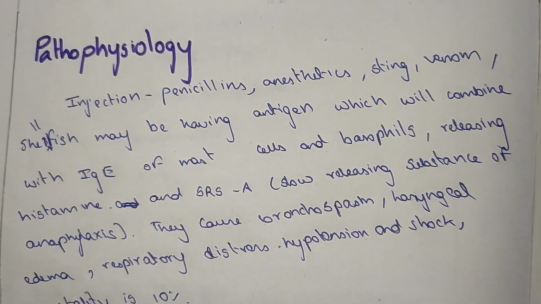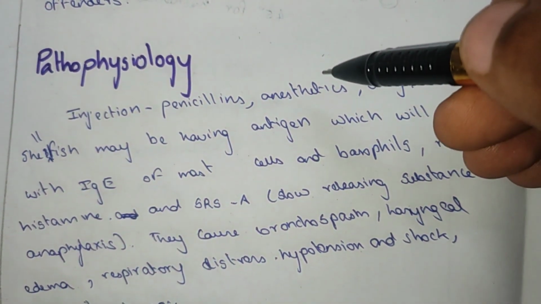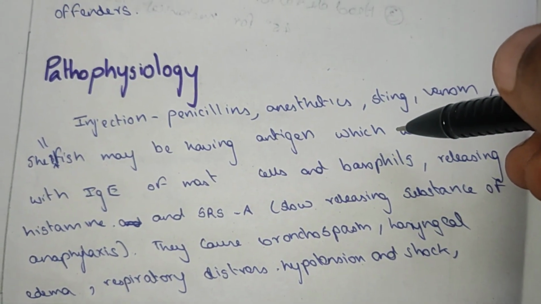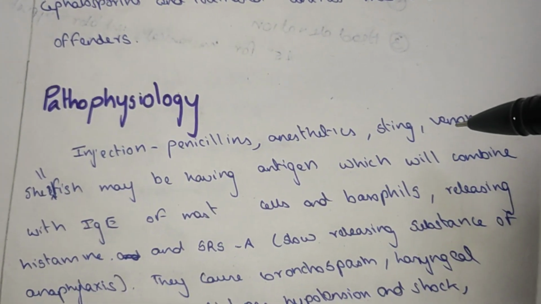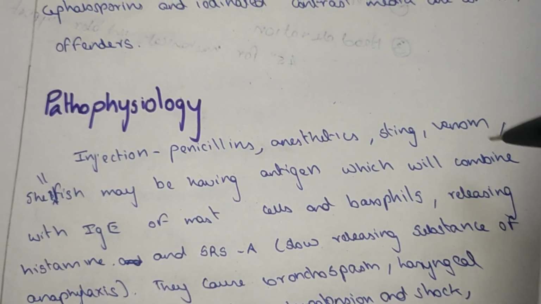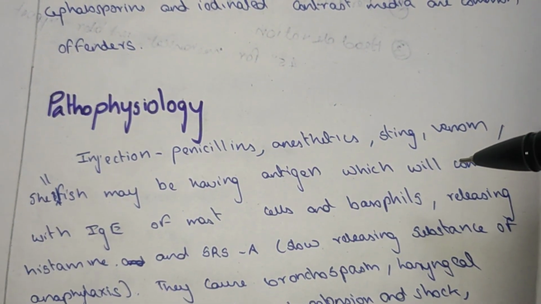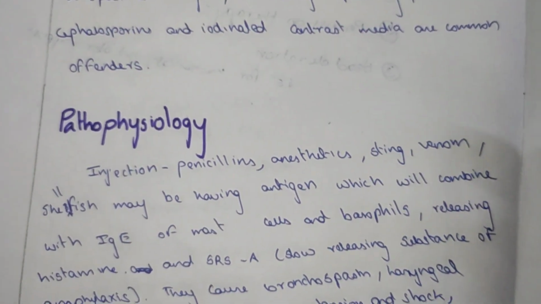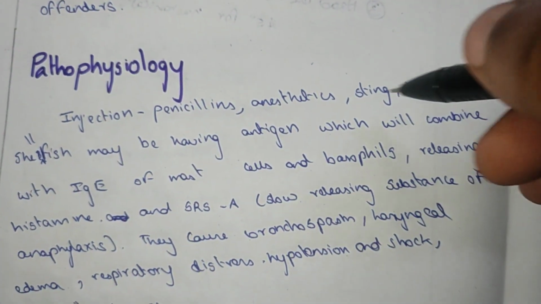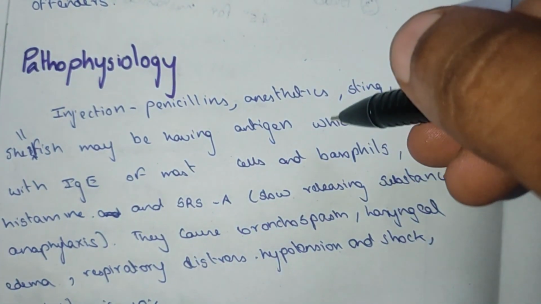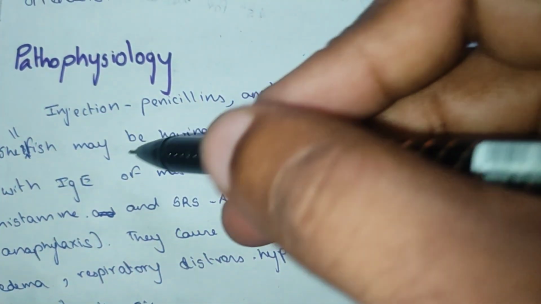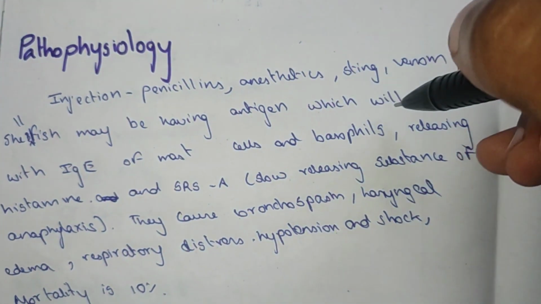The causes are injections like penicillin and anesthetics, sting, venom and shellfish. These are the things which cause anaphylactic shock. They have an antigen which combines with the IgE.